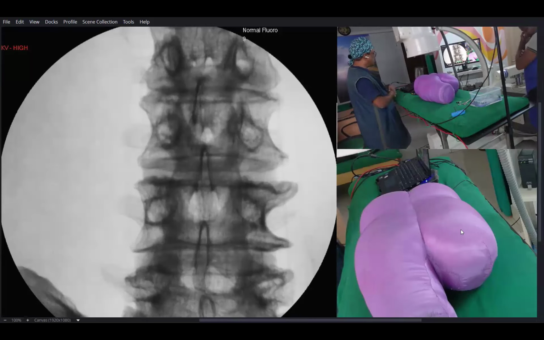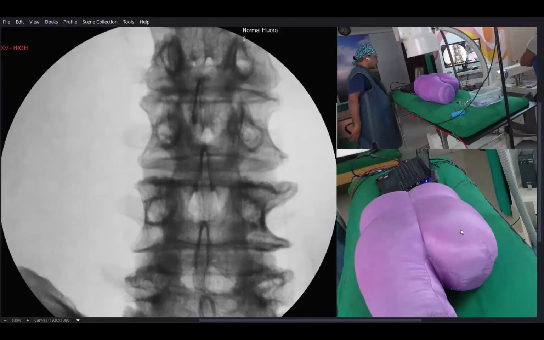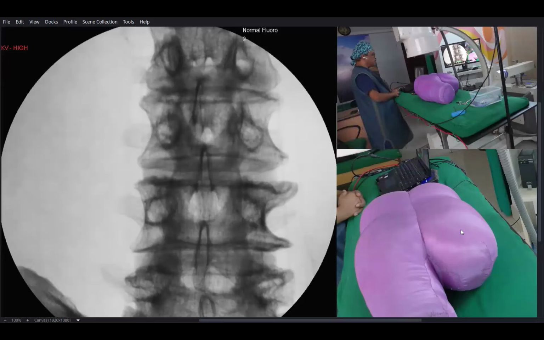So what is important? I'll be telling you some of the basics, because it's an advanced course. I'm expecting all of you are doing the basic spine procedures. What are the primary steps? First step is to have a true AP image. Here also you are trying to have a true AP image. True AP image means the distance between the two pedicles will be the same from the spinous process.